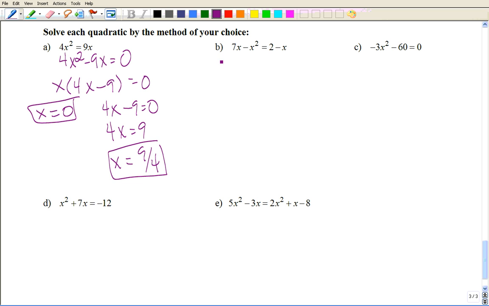For b, let's get everything on one side of the equal sign to see what this looks like. So I have negative x squared. If I add x to both sides and then subtract 2. And then if I want to get rid of this negative, I can just divide everything by negative 1.